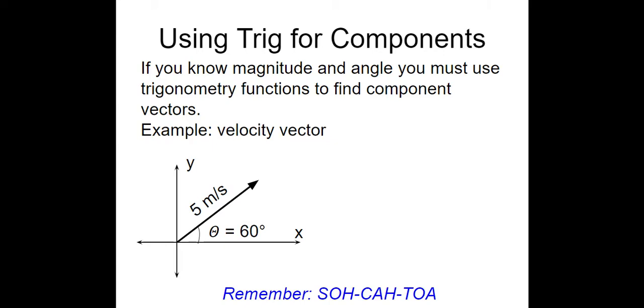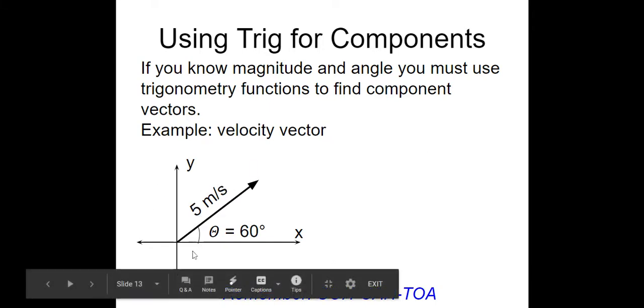Horizontal and vertical are going to be used here. And you can use trig to figure out those components if you know the size of the magnitude and the angle. In this case, we're using theta. You can use SOHCAHTOA.